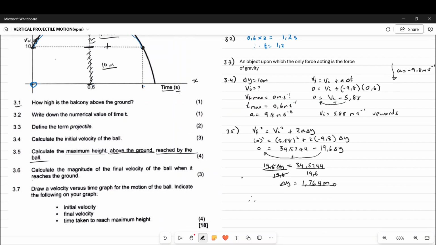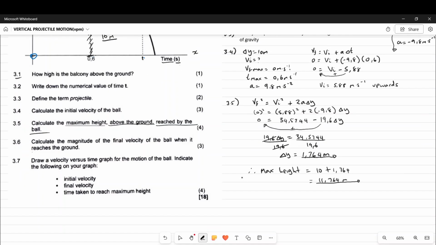So now we're going to say therefore maximum height, you're just going to say 10 plus 1,764, which will be equal to, I believe, 11,764 meters, and that will be our final answer. And that's it, right? So now let's have a look.